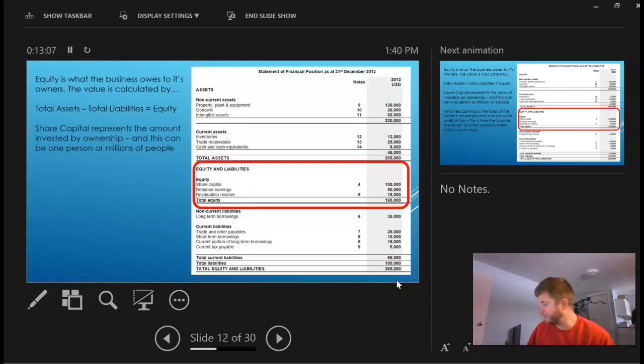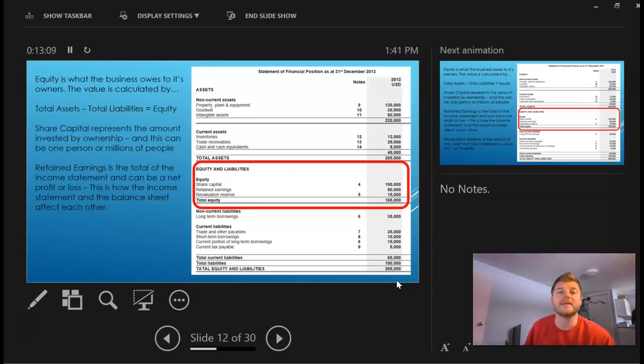Next one, if my computer will work, is equity and liabilities. So like I said before, equity is what the business owes to its owners. So if the owners were to sell the business, how much would they get out of it? We calculate it by taking all of our total assets, which here is $265,000. We subtract our total liabilities, which here is, where are liabilities? Down here, sorry, $100,000. And they give us the equity of $165,000, right? So total assets minus total liabilities equals equity.